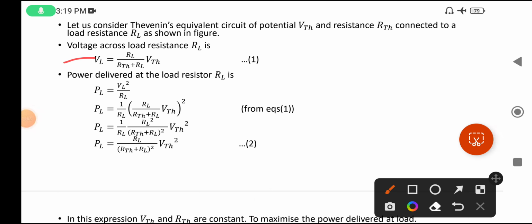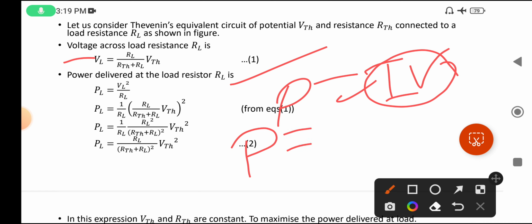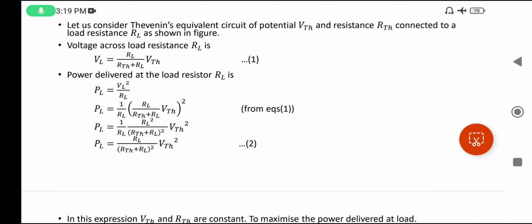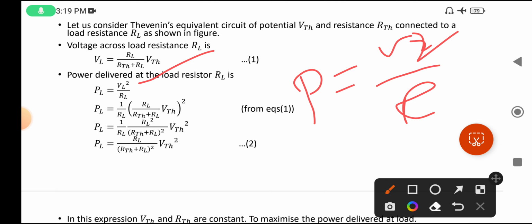Power delivered at the load RL: the power formula we know is power equals V into I, voltage into current, but that is in terms of V and I. In terms of V and R, it is written as V square by R. So the power at the load is PL equals VL square by RL.